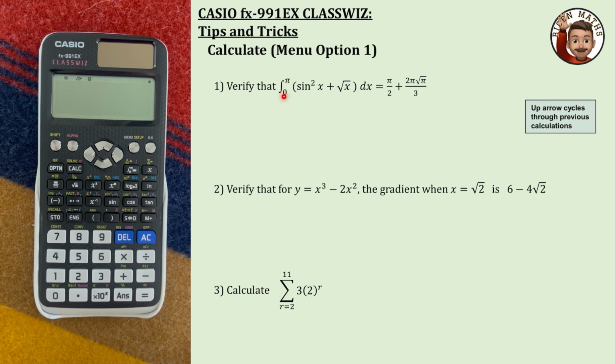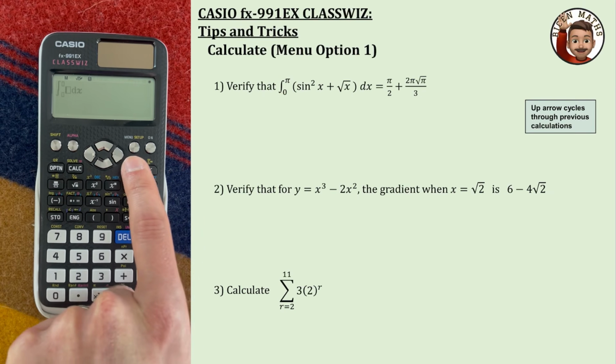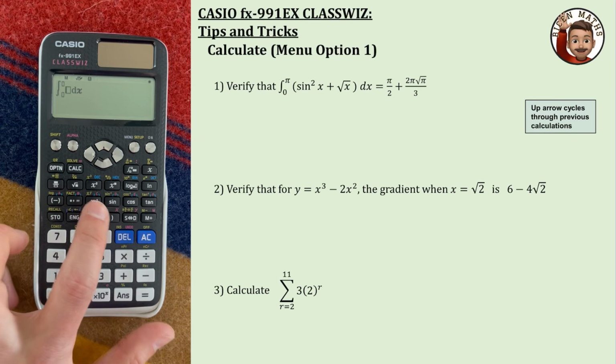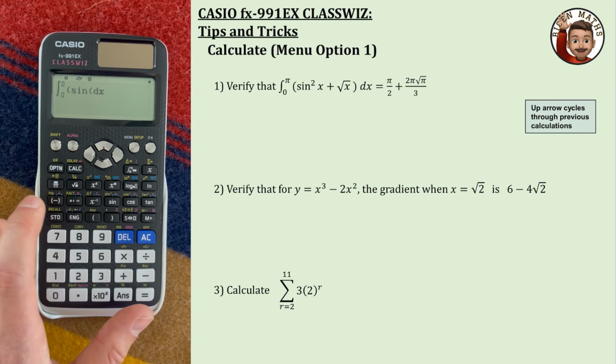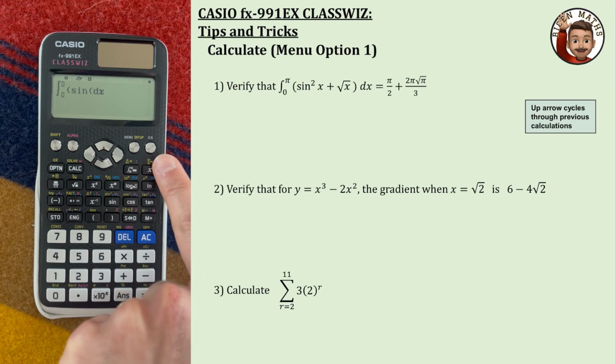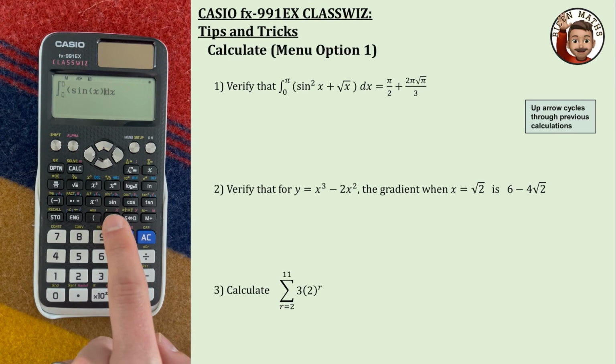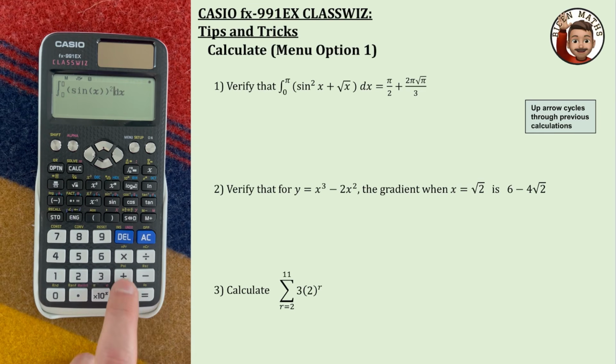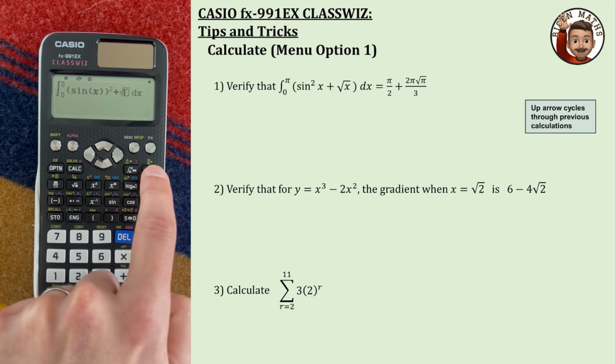So you can use it to check your integration is correct. You'll see this button that you've got here. All I'm going to do is type in this expression that we've got. So I can type in, I'm going to use a bracket for this, sine of x. Now you might think, where is x? It's this button at the top. So sine of x all squared. So I'm going to put some brackets, plus the square root of x.